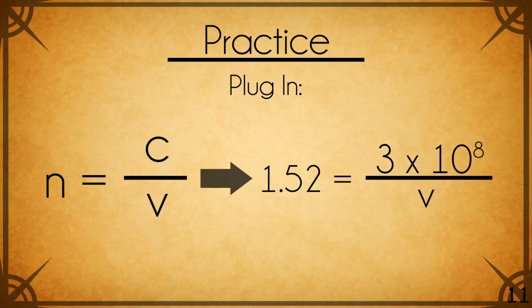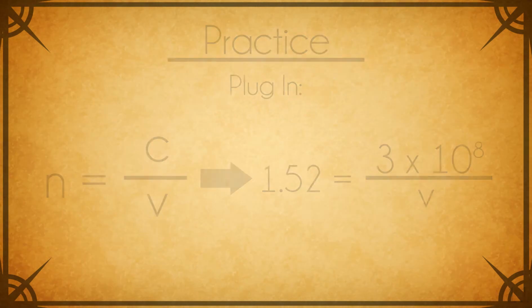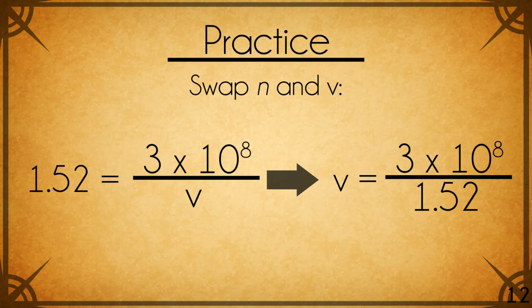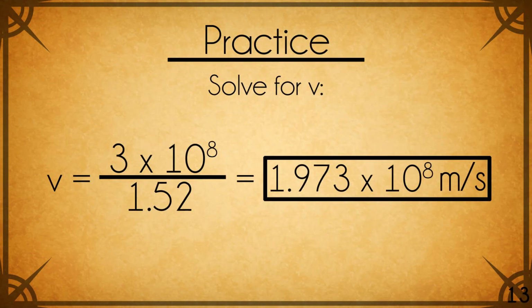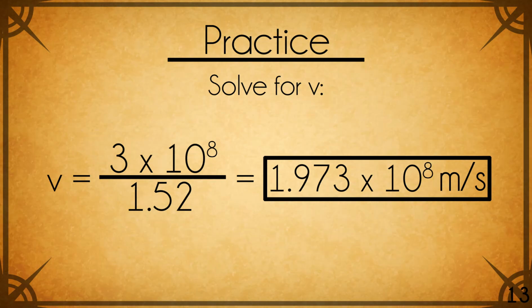Now we plug in our givens, which gives us 1.52 equals 3 times 10 to the 8th over v. Now we will swap n and v, which gives us v equals 3 times 10 to the 8th over 1.52. Now we solve for v, which should give us 1.973 times 10 to the 8th meters per second.